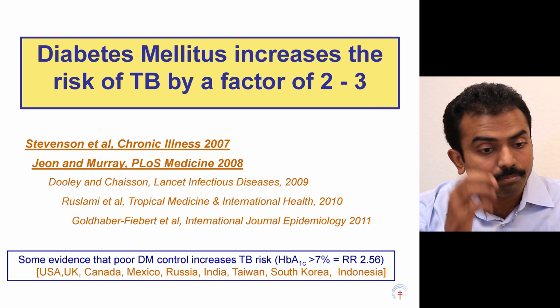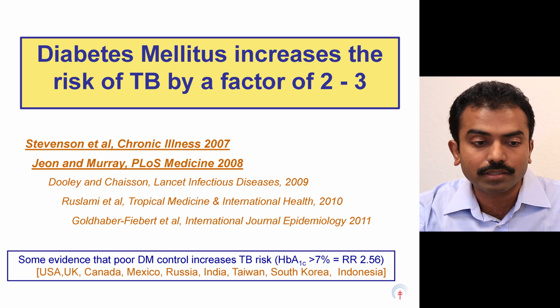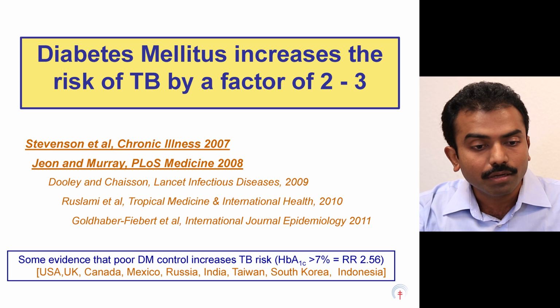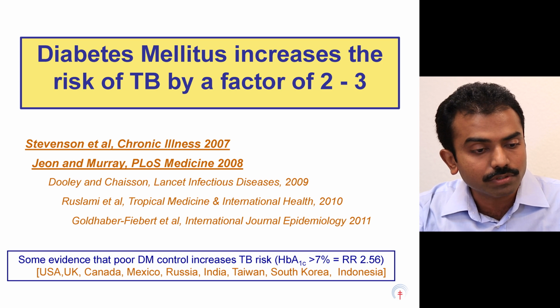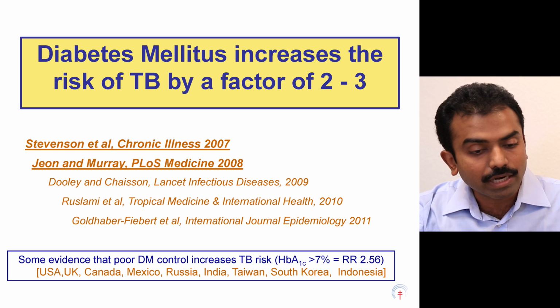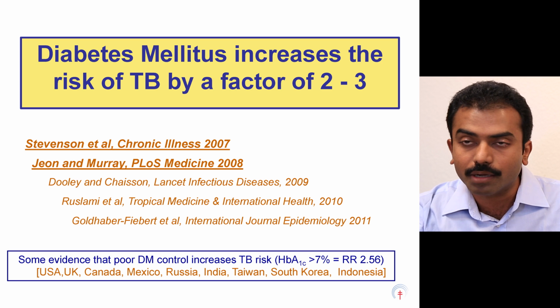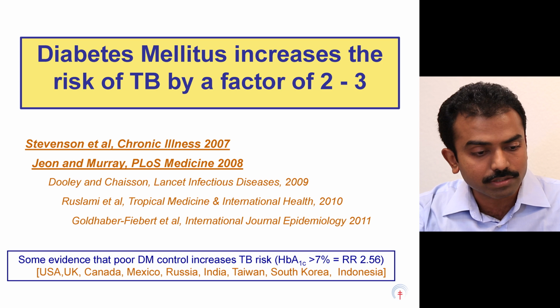Just to give you a bit of background here, it's well known now that diabetes mellitus increases the risk of TB by a factor of 2 to 3, and there have been many systematic reviews by Stevenson et al., Gion and Murray et al., and several studies thereafter which have confirmed that diabetes is a clear risk factor for tuberculosis.